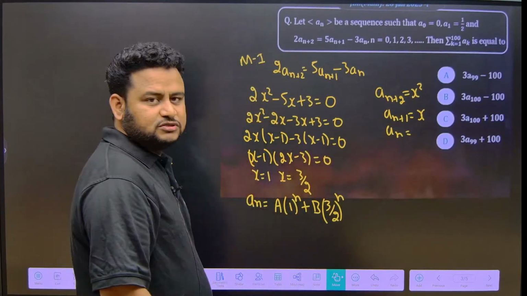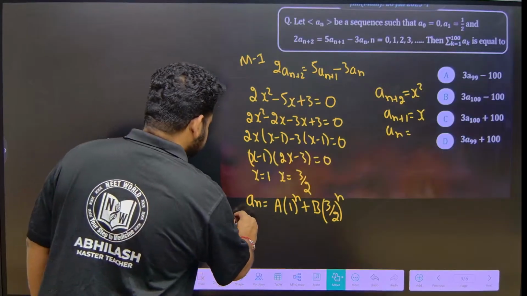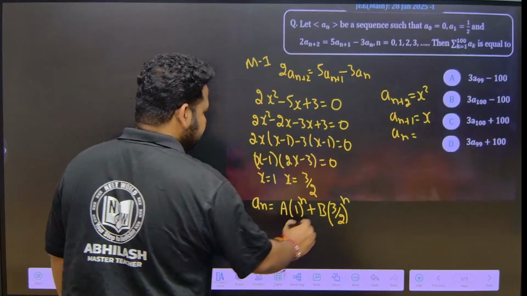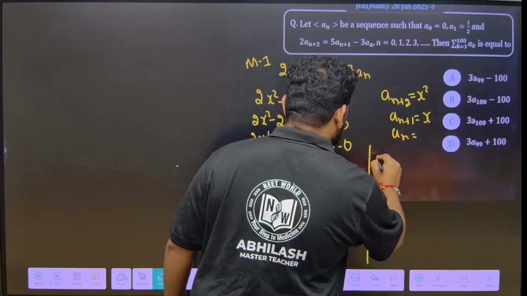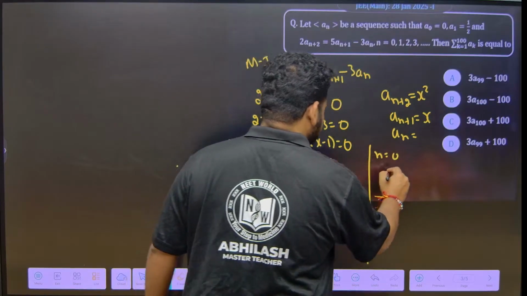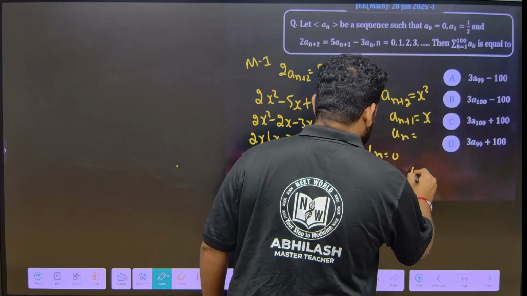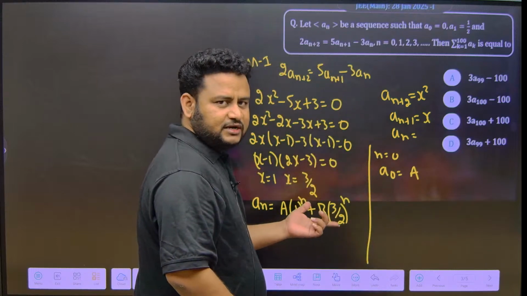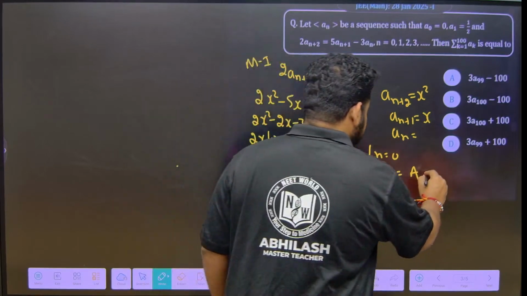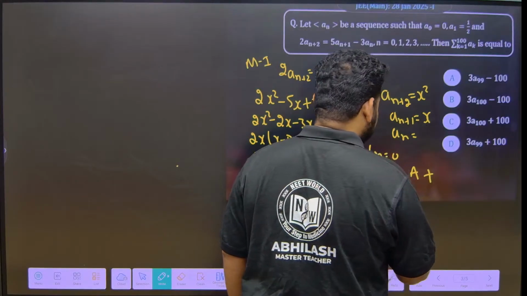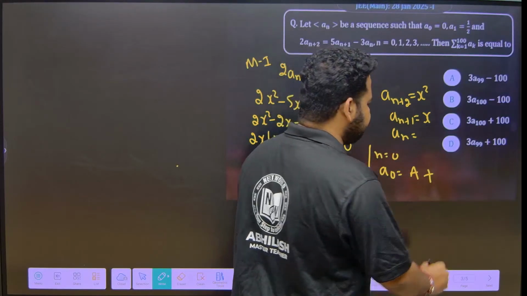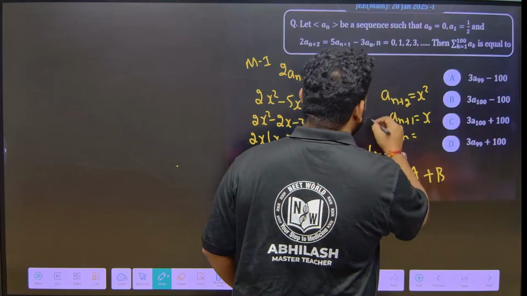If I put n is equal to 0, what do I get? A of 0 is equal to a into 1 to the power of 0, which is nothing but 1 itself. It will remain the same. B into 3 by 2 to the power of 0. Anything to the power of 0 is 1 itself. So I will get a plus b.